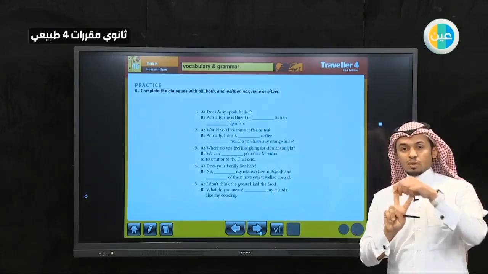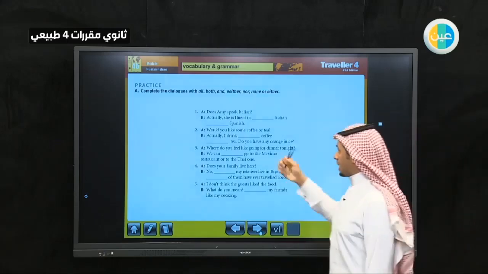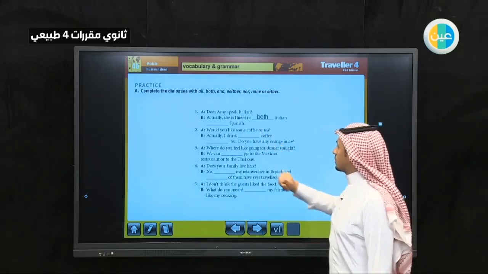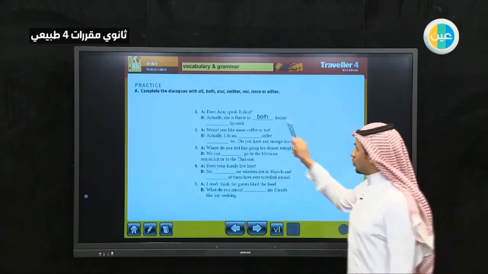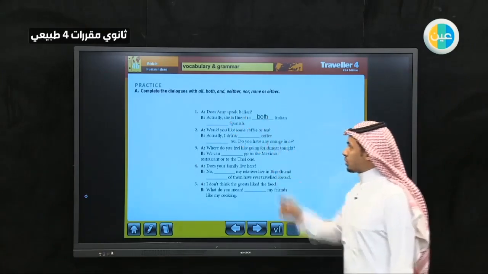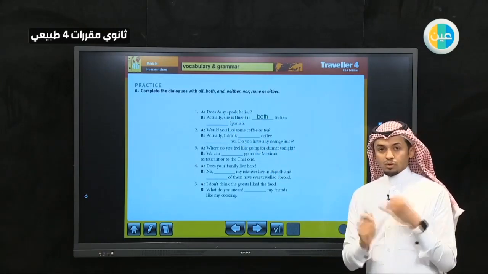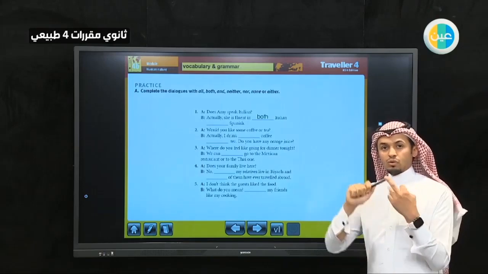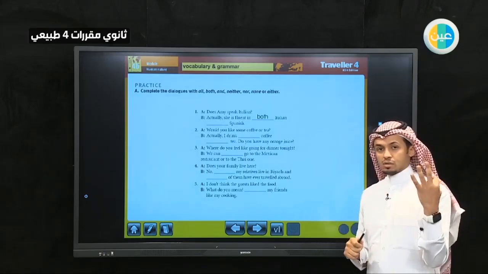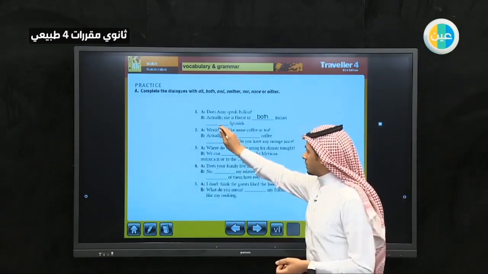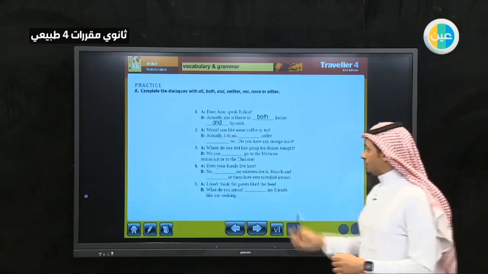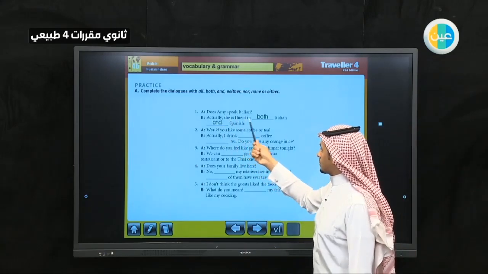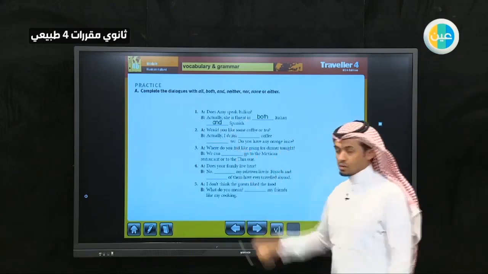So in both of them, we say both Italian. Which word of these do we use with both? Do we use nor or and? We use and. So actually she is fluent in both Italian and Spanish.